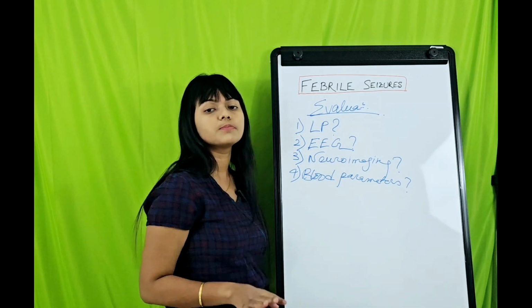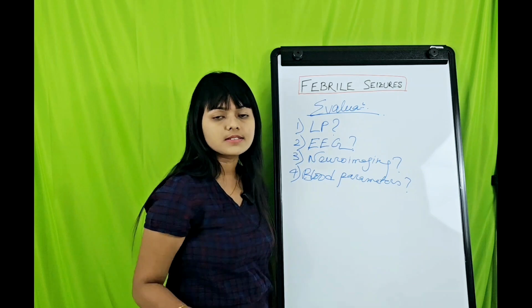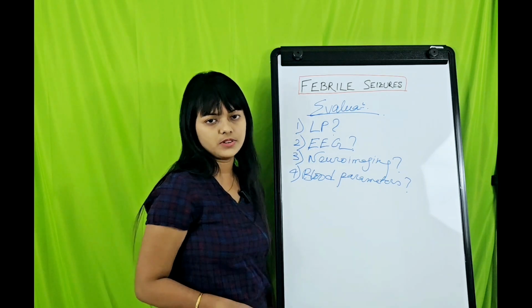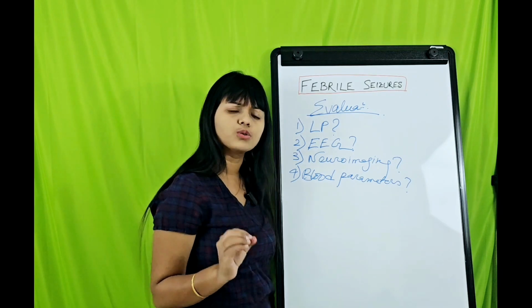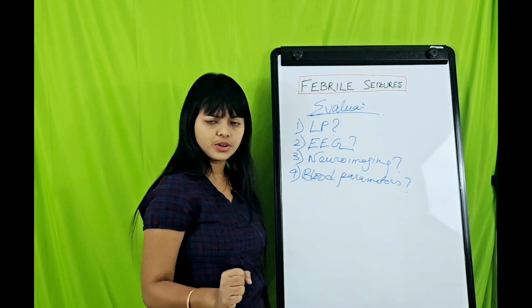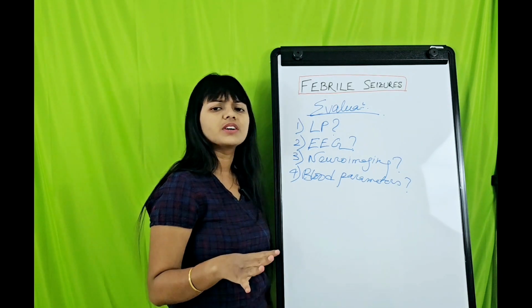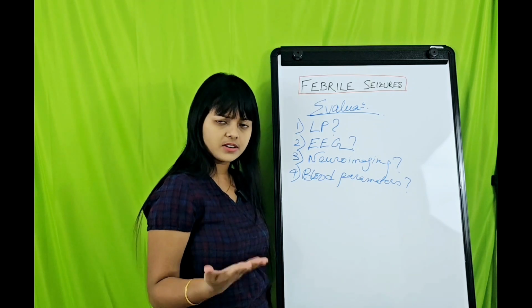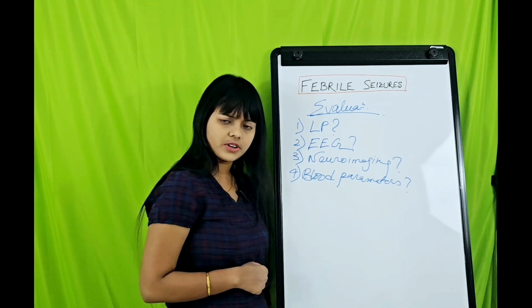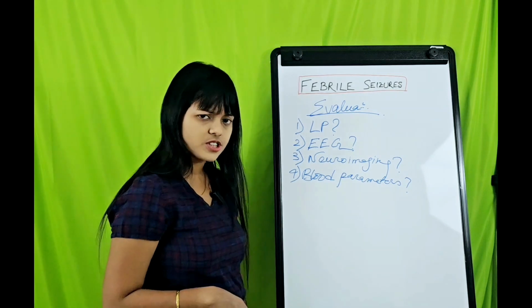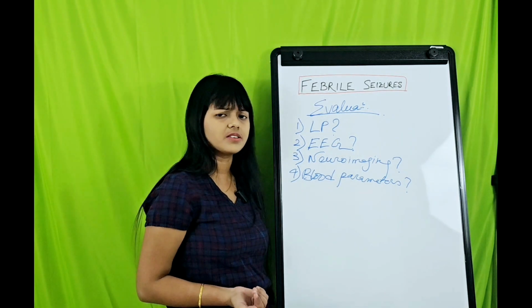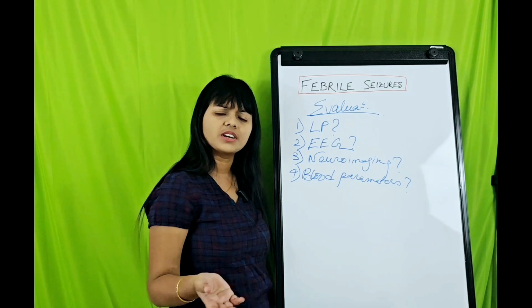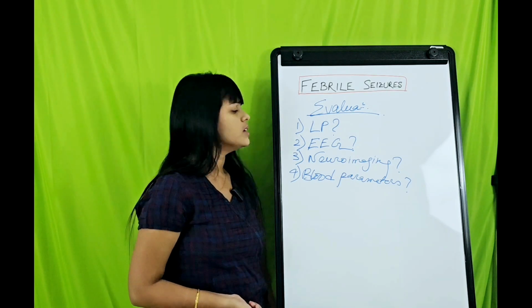Basically, a case of simple febrile seizure doesn't require any investigation. Clear? You just need to find out the focus of infection. Majority of the cases are secondary to some viral infections, namely HHV6, 7, and a few are definitely secondary to some bacterial infection like E. coli, Shigella, and so on.